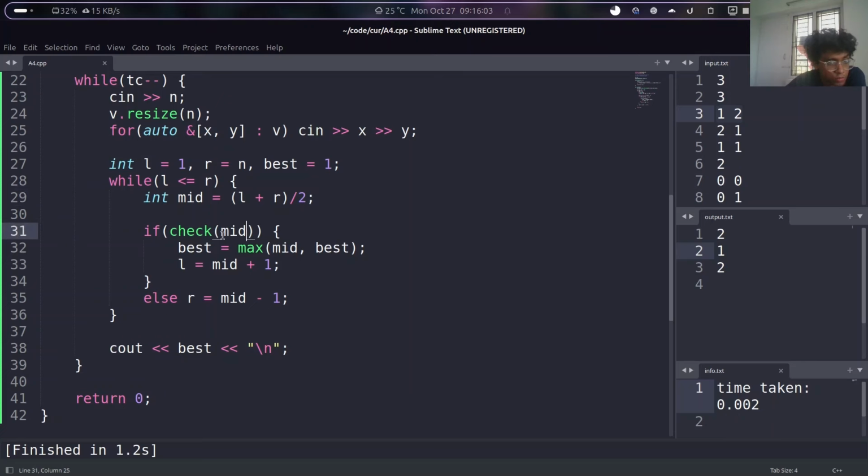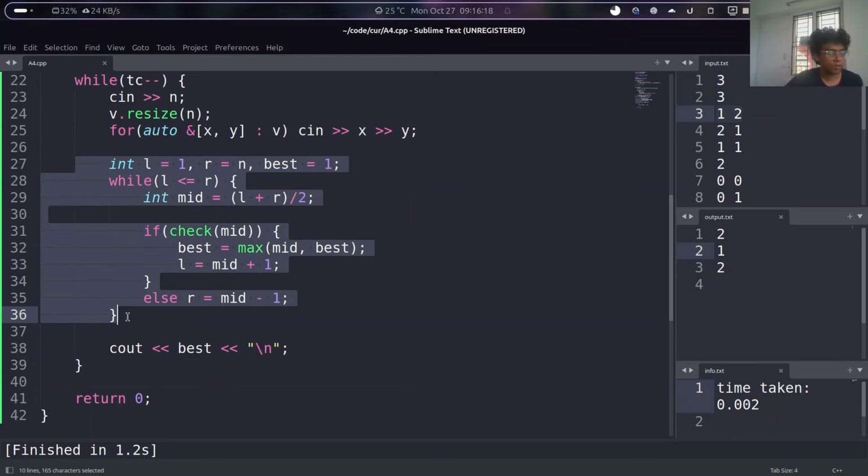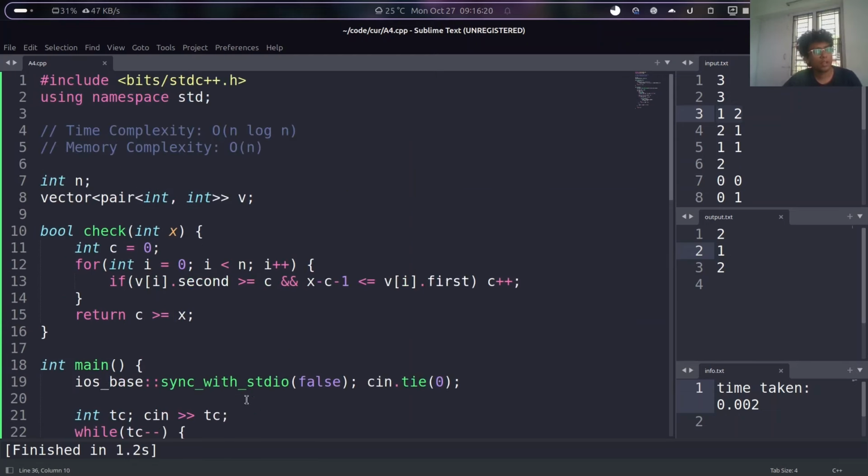So if it's possible to invite exactly mid number of people to the party, then obviously we maximize best with this mid. We make L equals mid plus 1, otherwise make R equals mid minus 1, right? So it's a standard binary search. And then in the check function itself, we need to choose a total of x people, right?